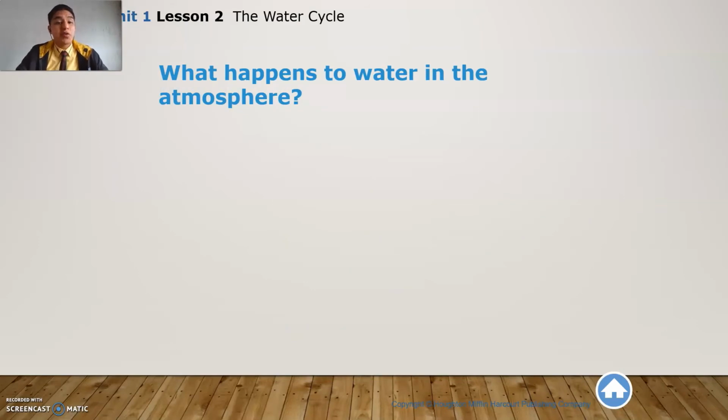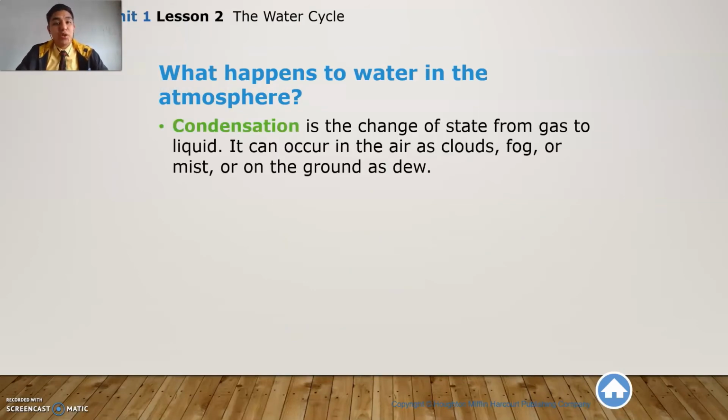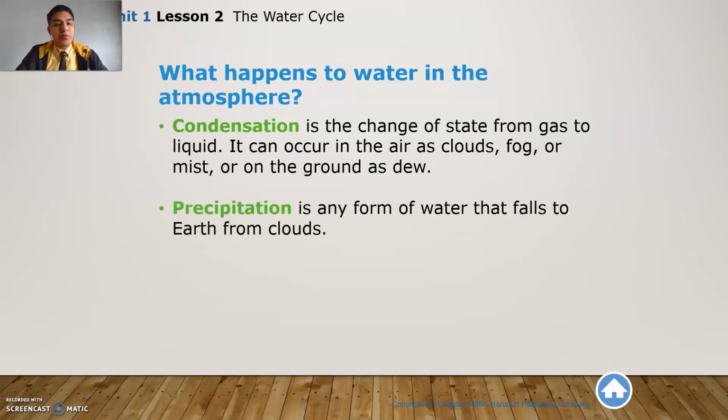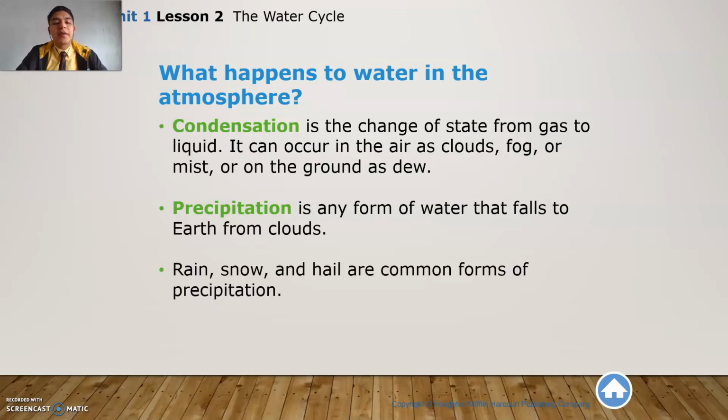Let's continue. What happens to water in the atmosphere? Condensation is a change of state from gas to liquid. It occurs in the air as clouds, fog, or mist, or on the ground as dew. We also have precipitation. It's any form of water that falls to earth from clouds. Rain, snow, and hail are common forms of precipitation. Again, it is related to what I was explaining to you before. After a lot of water is evaporated, it will go to the atmosphere. And since the temperature in the atmosphere is way lower, the condensation process as well as the precipitation process will take place.